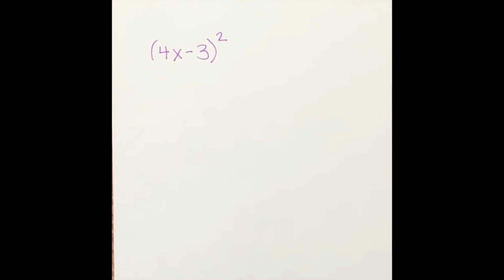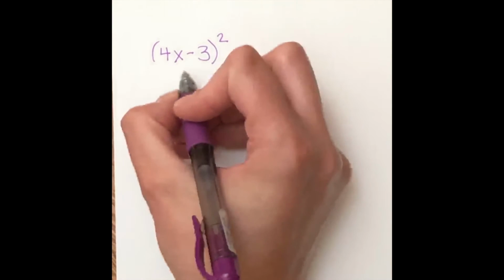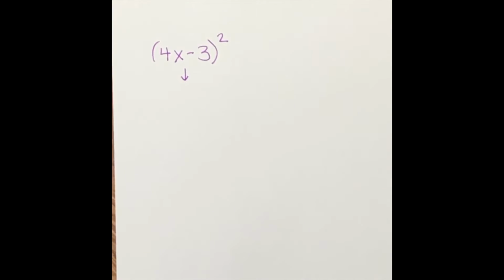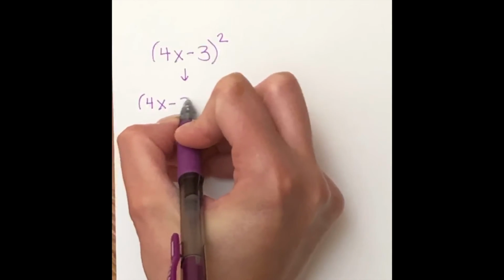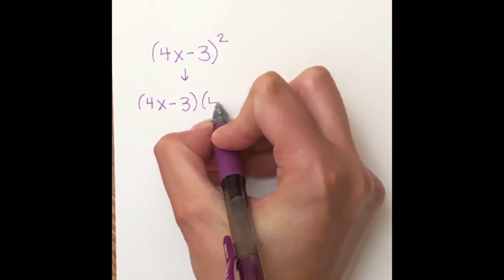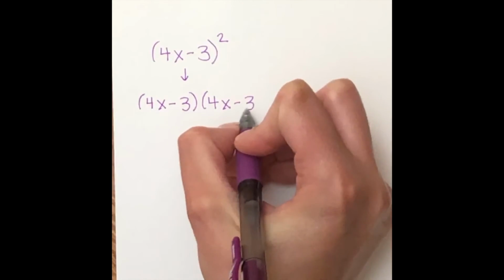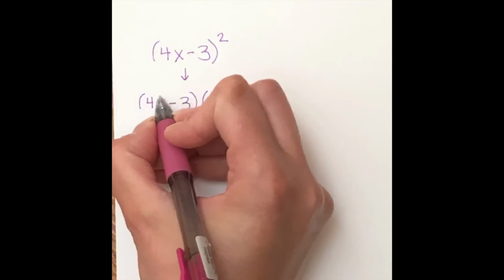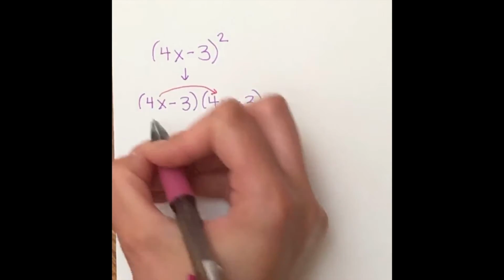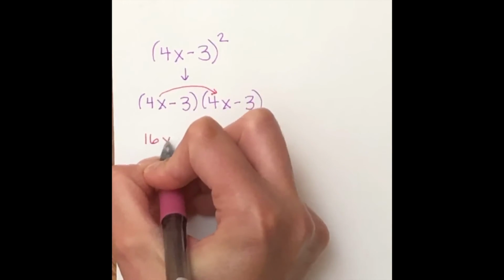We got to think about what it means to actually square something. It means that we're multiplying it by itself. So if I was going to actually write this in expanded form, this would be 4x minus 3 times 4x minus 3. Now we just have a double distribution problem, and we know how to do that. So we're going to go ahead and multiply 4x times 4x, and we get 16x squared.